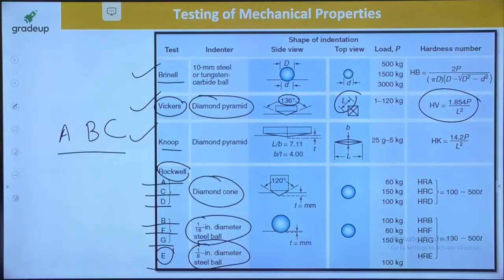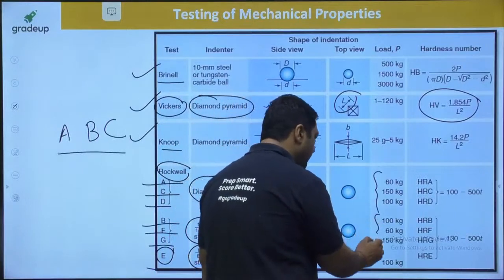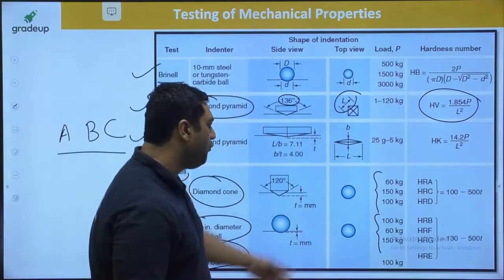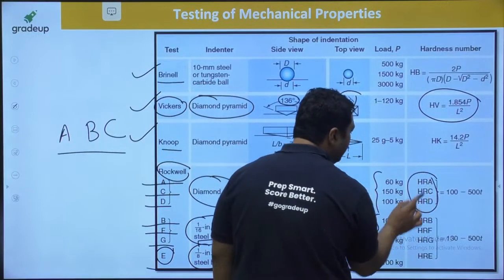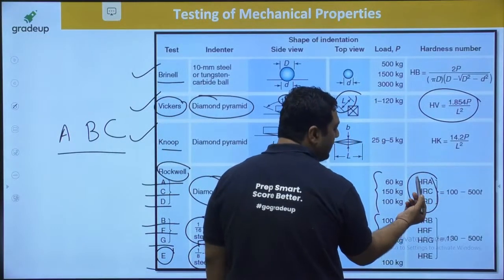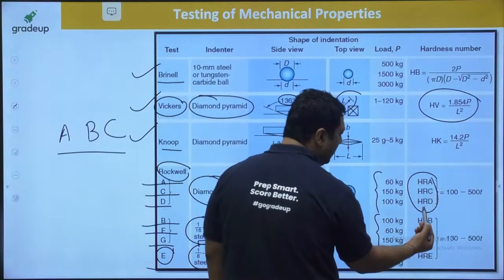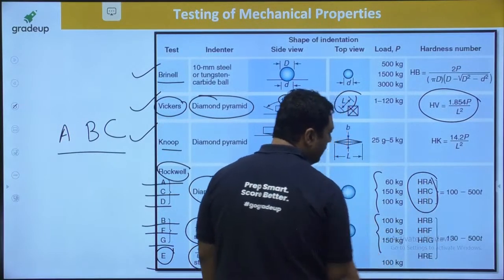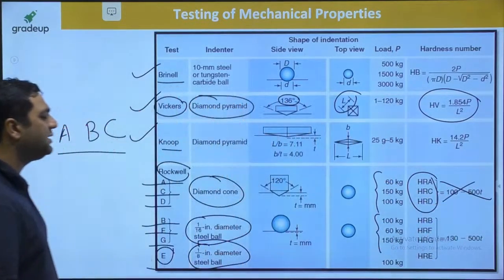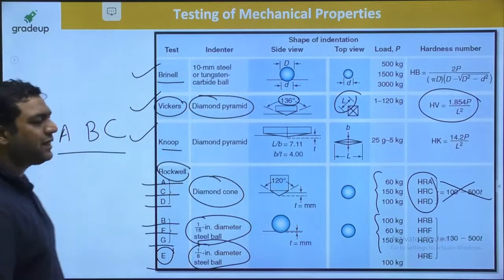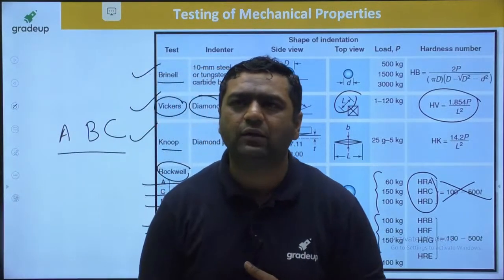And my dear, when you are going to use this, you can see these are the loads applied. And for the readings HRA, HRC, HRD, this is how we define them: hardness Rockwell on A scale, hardness Rockwell on C scale, hardness Rockwell on D scale. Okay, don't worry about these values. You will get these values from the test, and they are given directly as the hardness number. There is no formula required for that.